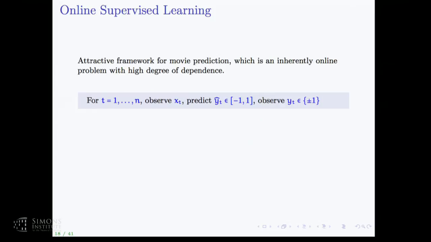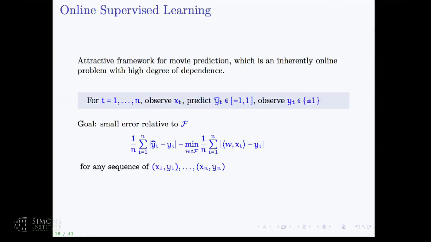So here is the setting. We'll have an interaction that lasts for n rounds. On each round, we observe some covariates, xt. We make a prediction, let's say it's bounded between minus 1 and 1 for the y variable. And then we observe the actual outcome, right? This is going to be called online supervised learning, as opposed to online linear optimization. Slightly different setting.